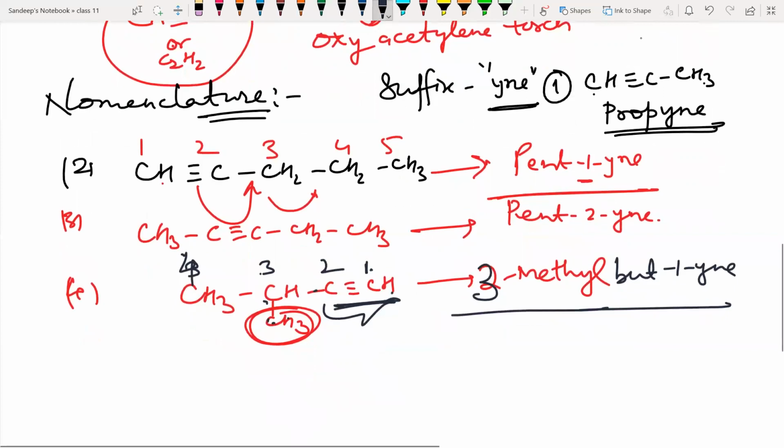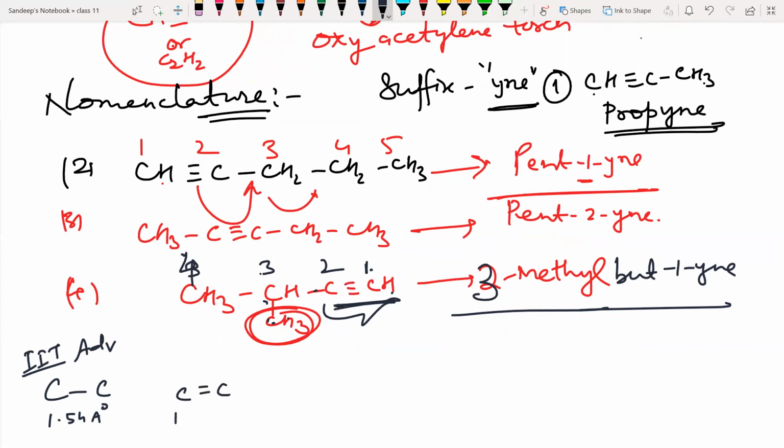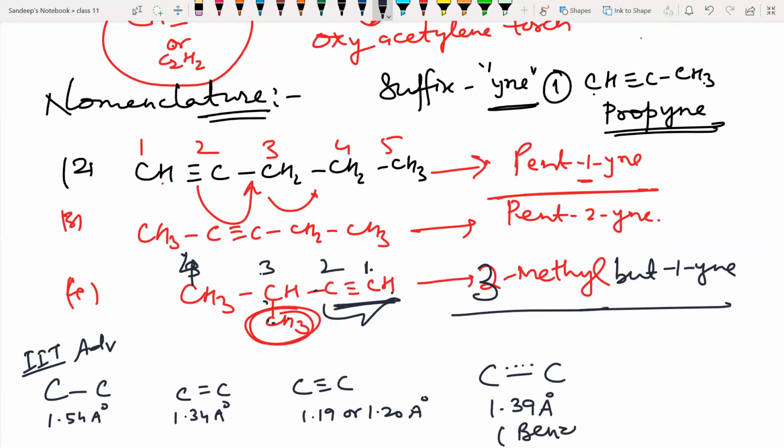Now, keep in mind that you have already read this, a question was asked in IIT Advanced. They asked the carbon-carbon single bond length 1.54 angstrom, carbon-carbon double bond 1.34 angstrom, carbon-carbon triple bond 1.19 or 1.20 angstrom. And they also asked the carbon-carbon bond length in benzene, which has a bond order of 1.5, 1.39 angstrom. So this was asked in IIT Advanced. Keep this in mind. These data are important for your exam.